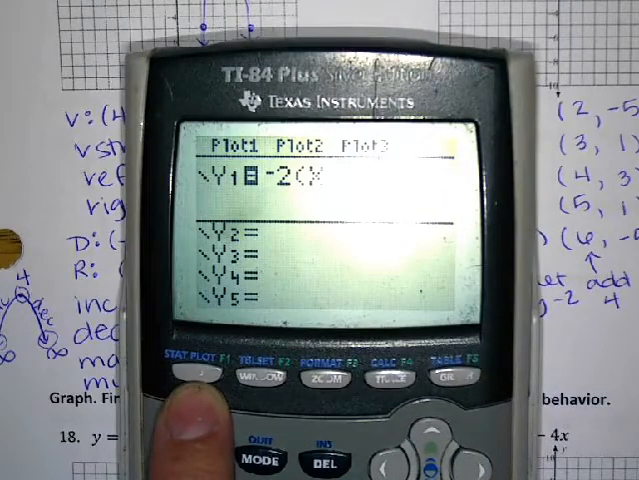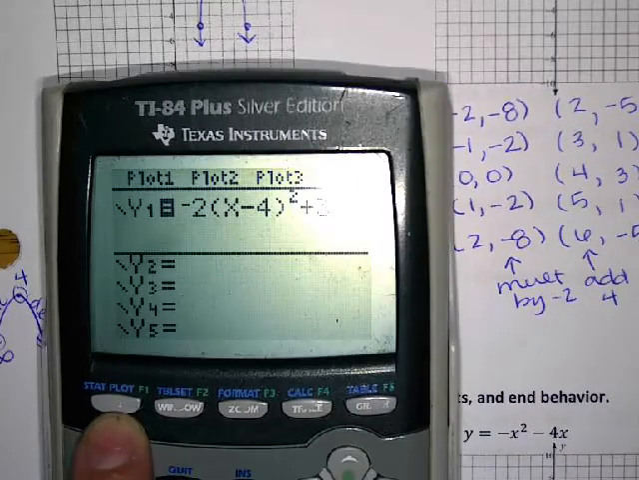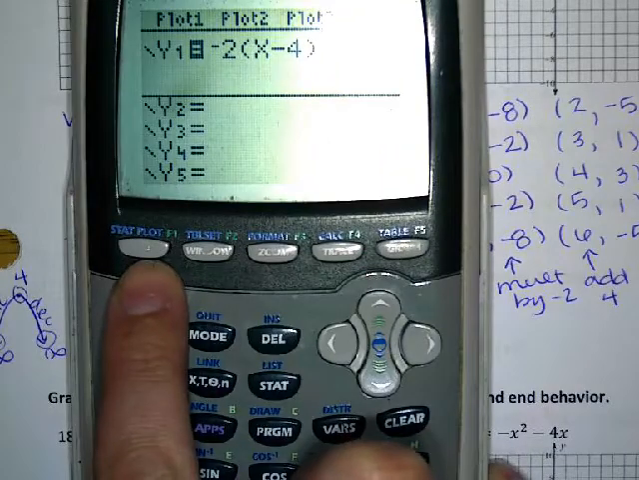Which button was it? Y equals. I'm lost. I don't know where the y equals button is. It's the very top left. So do I just press that? Yep.